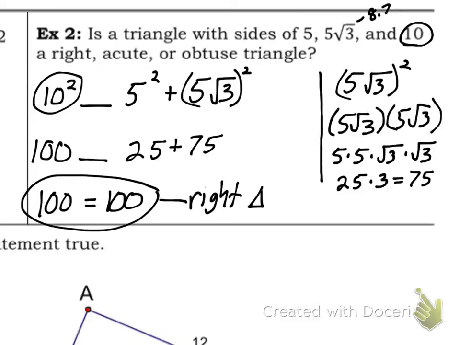Once again, your biggest task is locate your hypotenuse and make sure you know which side your hypotenuse is on. If your hypotenuse is equal, right. If your hypotenuse is bigger, obtuse. If your hypotenuse is smaller, acute.